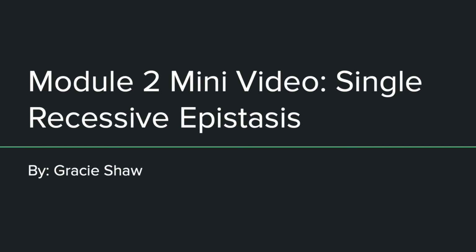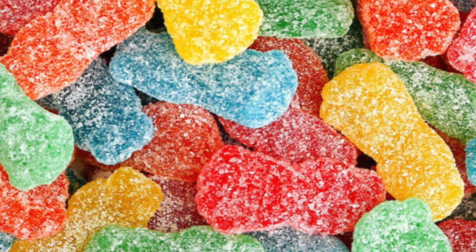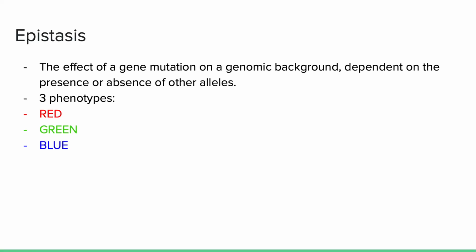I chose to use single recessive epistasis for my video. This is when the recessive allele of one gene masks the alleles of another. For this example, we are going to be using Sour Patch Kids to help us better understand the role of epistasis. To explain it in simple terms, epistasis is the effect of a gene mutation on a genomic background dependent on the presence or absence of other alleles.